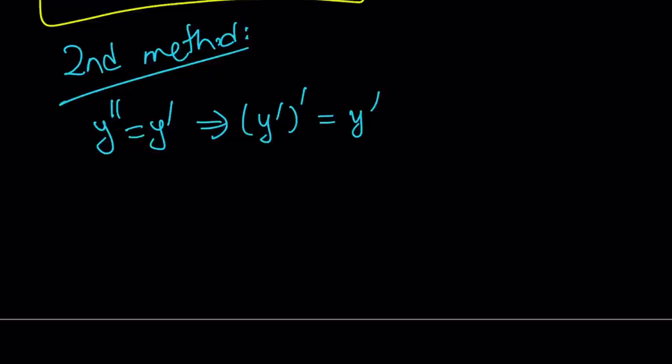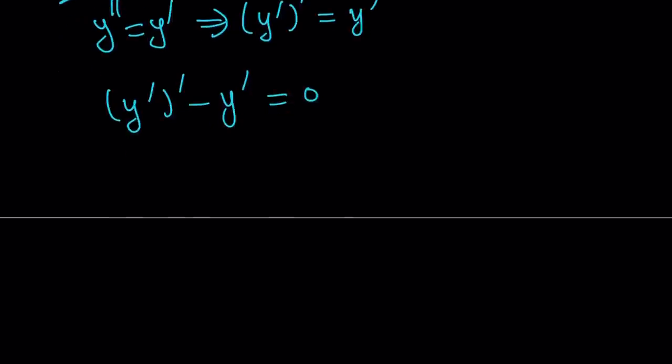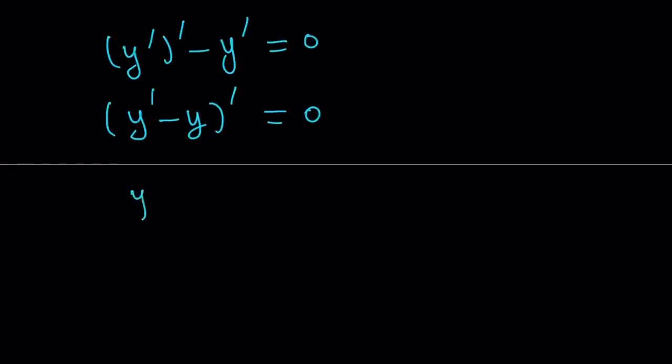We have two functions whose derivatives are equal, right? One of them is y, the other one is y prime. Amazing. So we can go ahead and put them on the same side like this. And the derivative of a difference is the difference of the derivatives. So I can write it like this. Now think about it. The derivative of which function is equal to 0? And the answer is the constant function. Yay. So y prime minus y must be a constant.